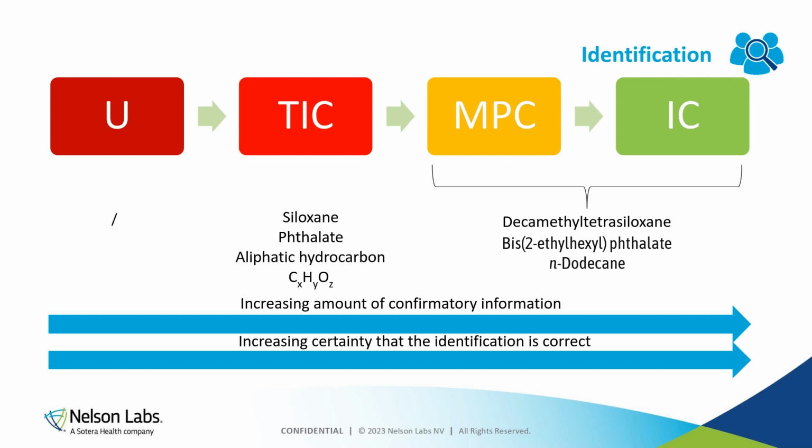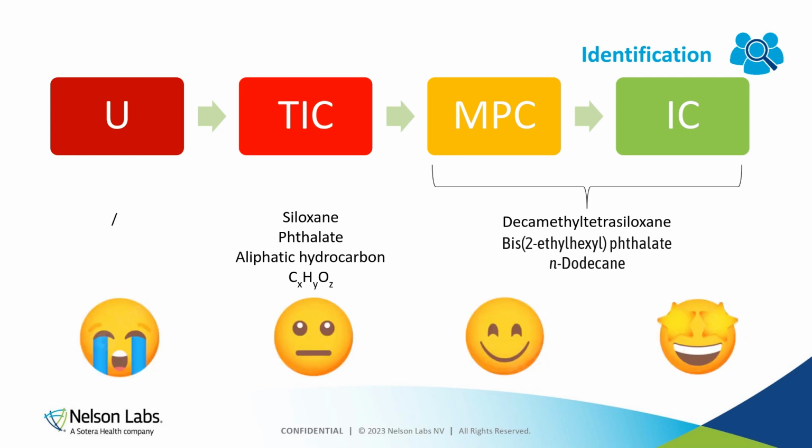So you can see here, by moving from the left to the right, there's an increasing amount of confirmatory information and an increasing certainty that the identification is correct. And of course, this is what it looks like for a toxicologist.